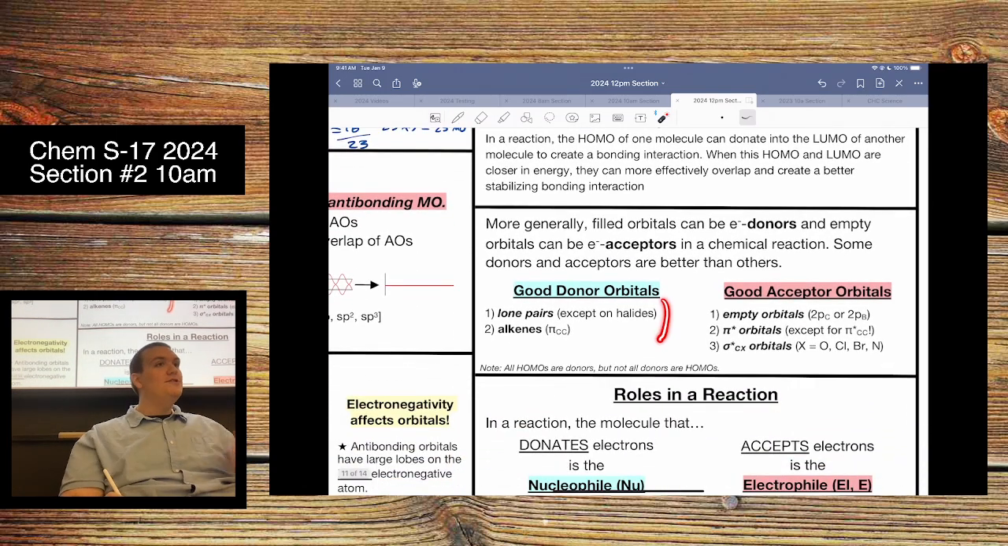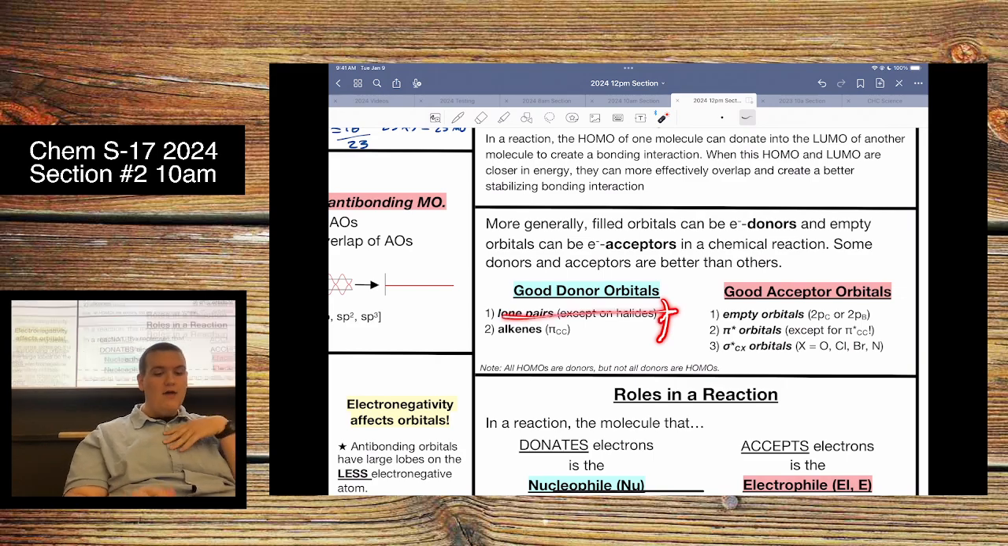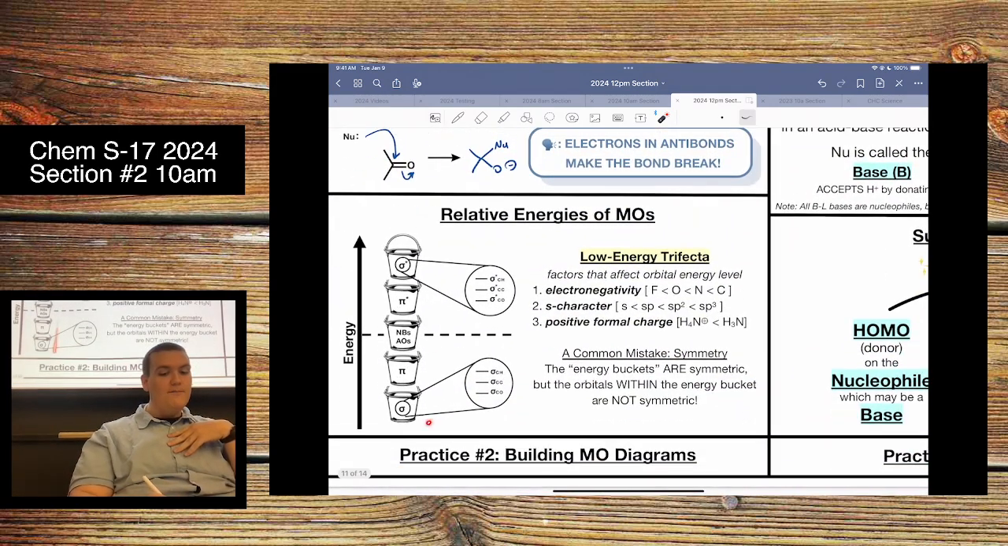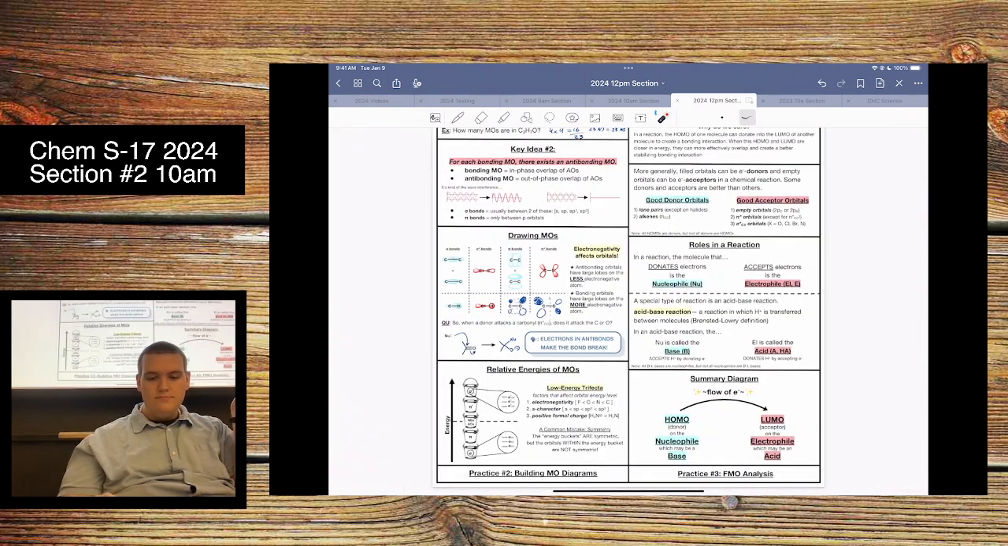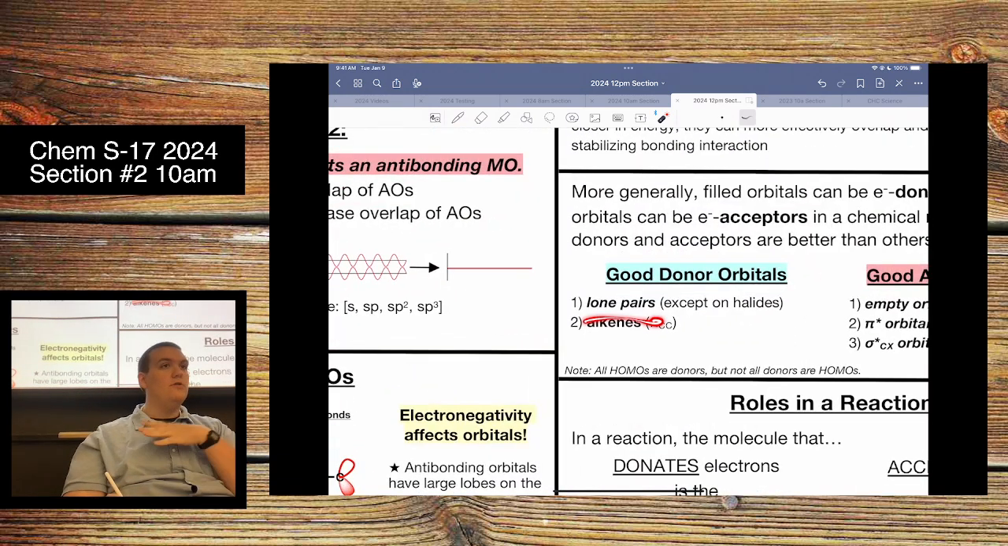First, HOMOs are good donors. The best kind of donor that we can have, the highest energy of all these filled electron buckets, is something in this non-bonding bucket. Nine times out of 10, your donor is going to be a lone pair. So lone pairs are the great first option for a donor. The exception is halides. I won't get into why right now, but just know that halide lone pairs aren't as good donors. Again, sorry for not explaining.